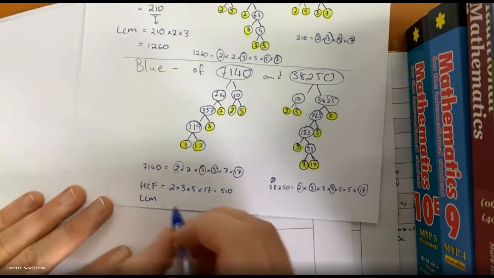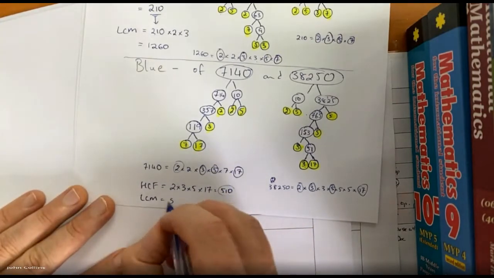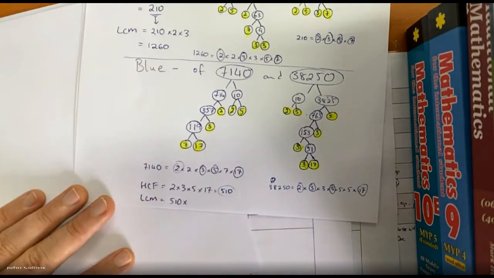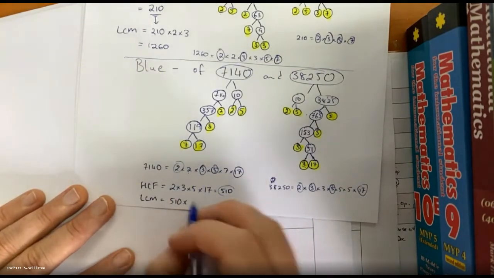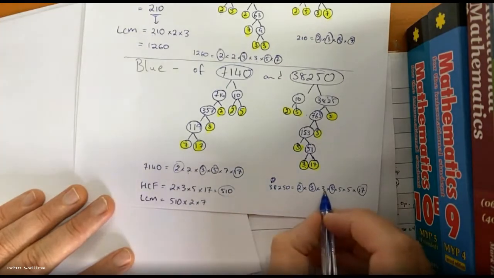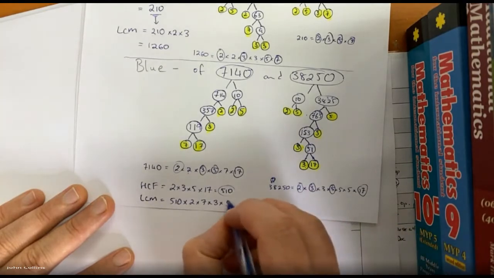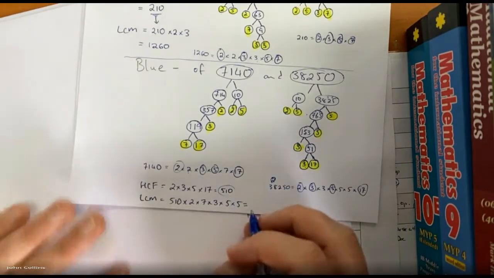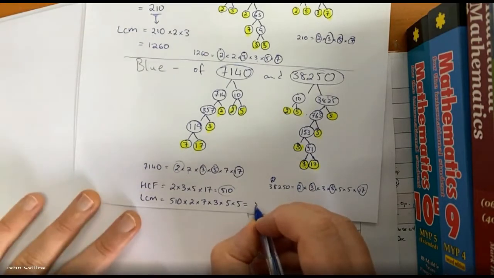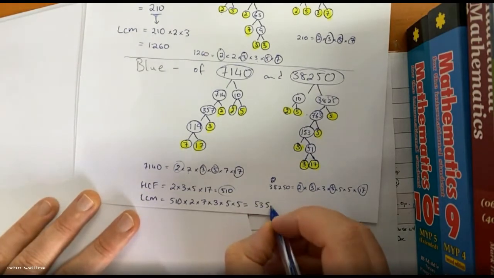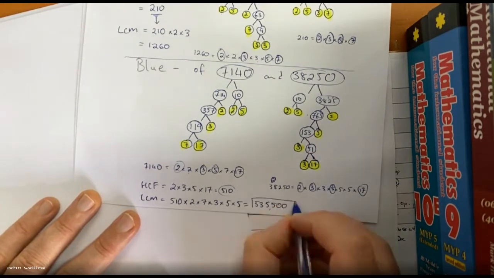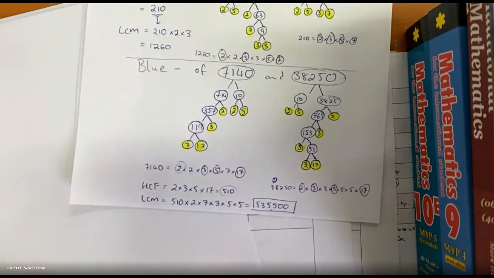and then the lowest common multiple would be to take this number, 510, and multiply it by all those remaining numbers that are not circled. 2 and 7 from this one, 3 and 2, 3 and these two 5s. If you do all that multiplication out, you can do it with the aid of a calculator, you would get 535,500. And that is the lowest common multiple. Quite a large number. Well done, Nikita, for getting that. And well done, Virginia and Quentin and Nikita, for getting the highest common factor as well. Good stuff.